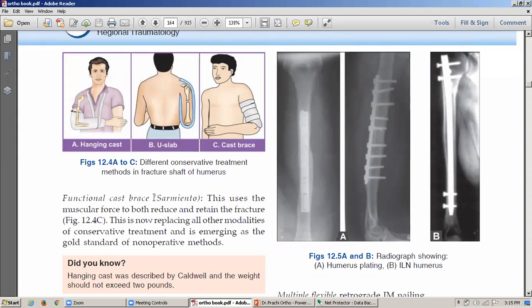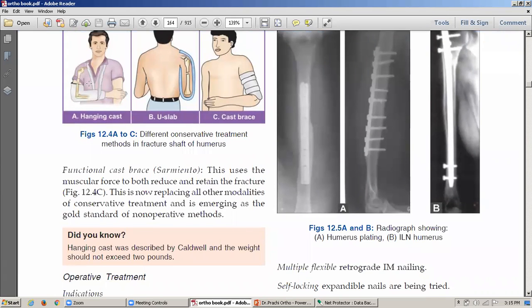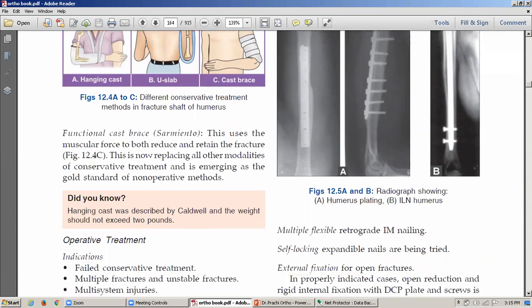So functional cast brace. This uses the muscular force to both reduce and retain the fracture. This is cast brace. This is now replacing all the other modalities of the conservative treatment and is emerging as the gold standard of non-operative methods. So hanging cast was described by Caldwell and the weight should not exceed 2 pounds. So this is a hanging cast for the fracture of the humerus.